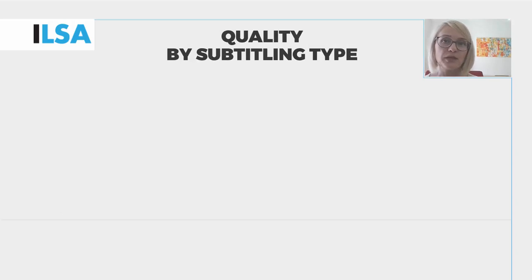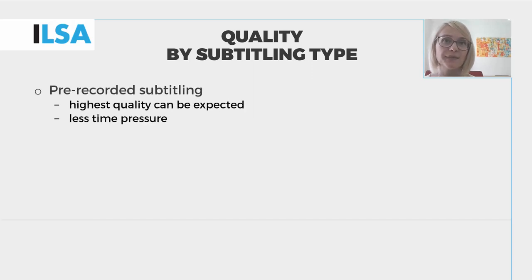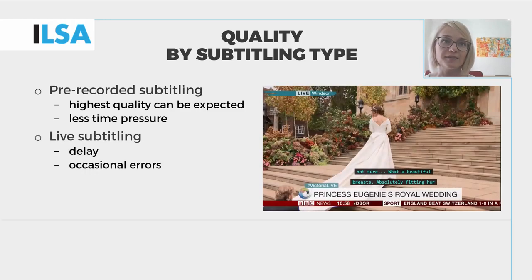Viewers can expect the highest quality from pre-recorded subtitling, as these subtitles are prepared with much less time pressure and are expected to be error-free and in perfect sync with the video. On the other end of the spectrum, live subtitling is the most ambitious type of subtitling, as the subtitles must be produced in a matter of seconds. As a result, there is some delay and occasional errors may occur in the text.